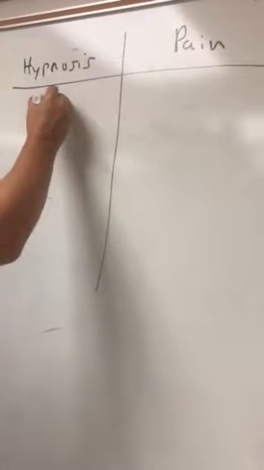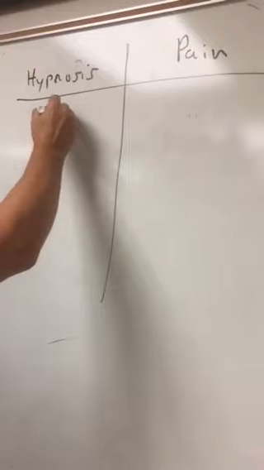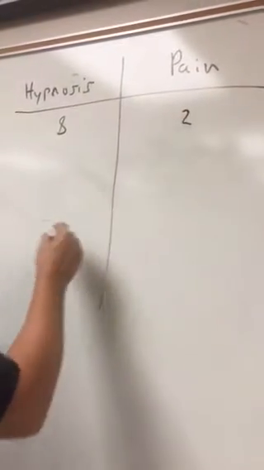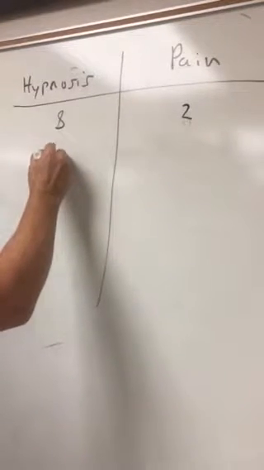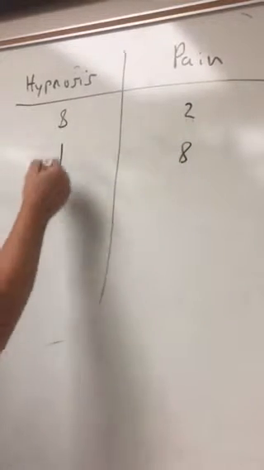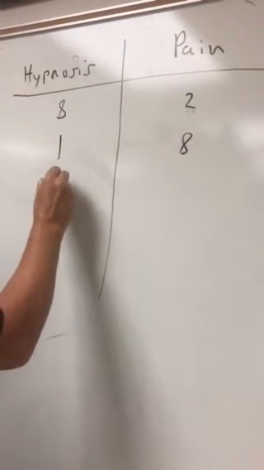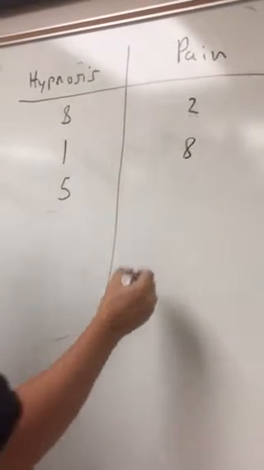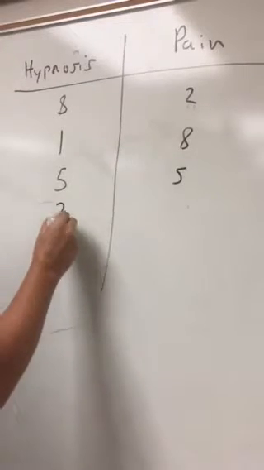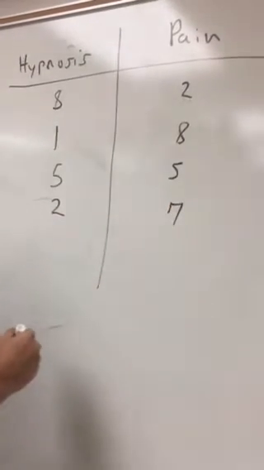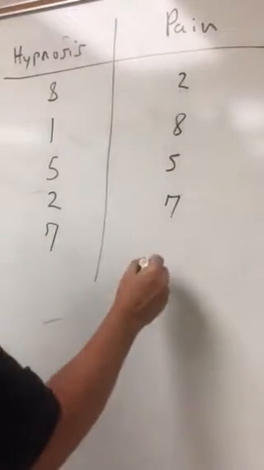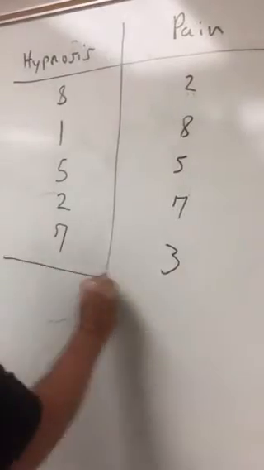This person has been to see me 8 times, and they're reporting a pain threshold of 2. This person comes in, they've seen me only once, they're reporting a pain threshold of 8. This person has seen me 5 times, and they've got a pain threshold of 5. This person has seen me 2 times, and they've got a pain threshold of 7. This person has seen me 7 times, and they've got a pain threshold of 3. So that is my data.